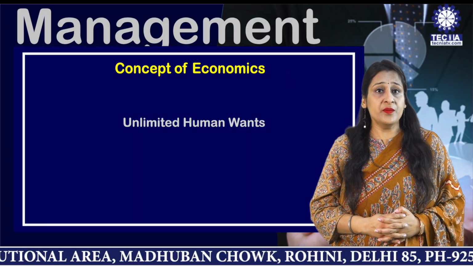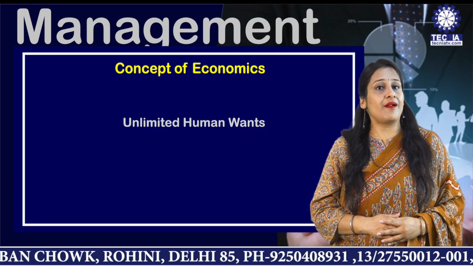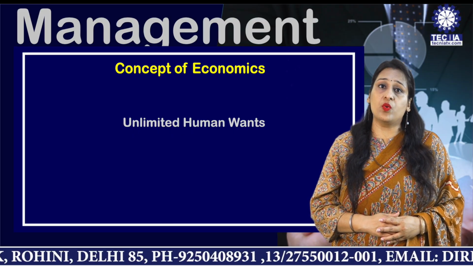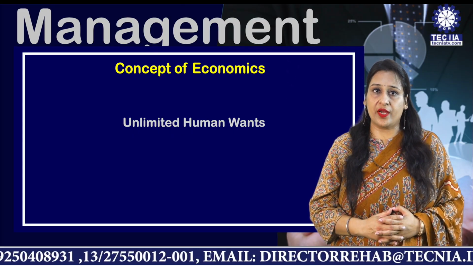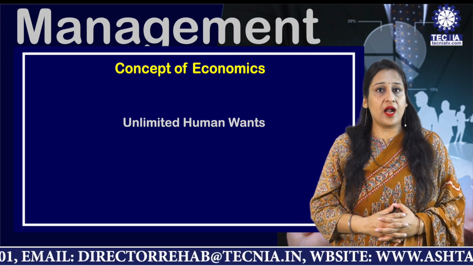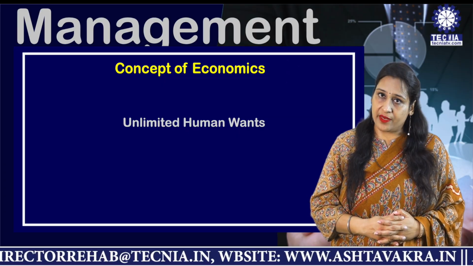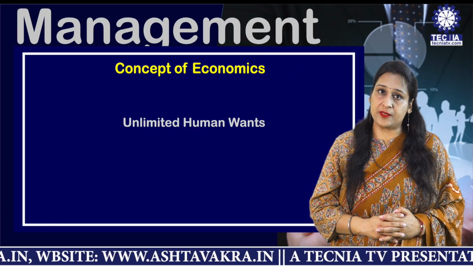Second is unlimited human wants. The demand and the wants of human beings are unlimited, which means they will never be satisfied. If a person's first want is satisfied, they will start having new desires. The wants are unlimited and keep on multiplying, therefore cannot be satisfied because of limited resources.